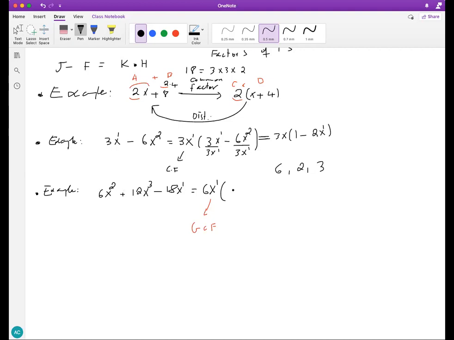So let's write the whole expression again. 6x2 plus 12x3 minus 18x1. Then again divide. Because the 6x is going to be moved to the front, it has to be removed from all these terms, and by removing it we mean divide by it. 6x, and then you just do your divisions.